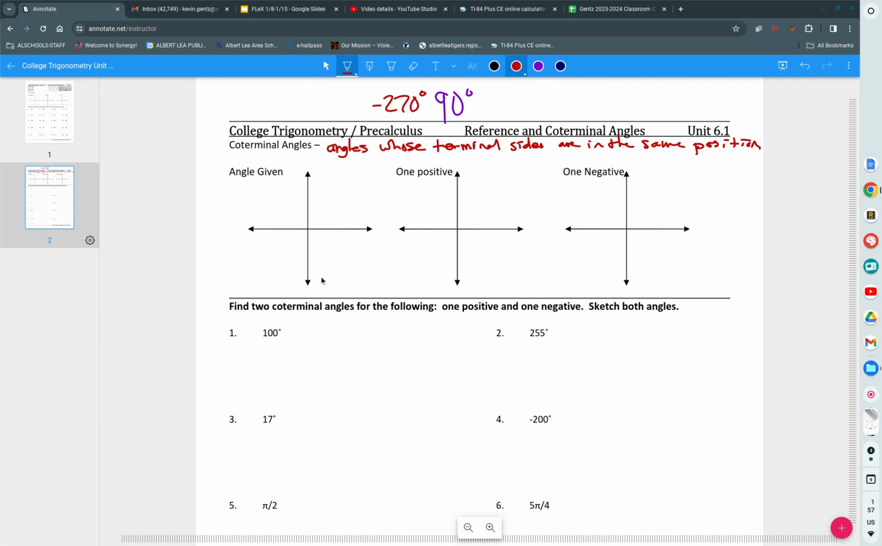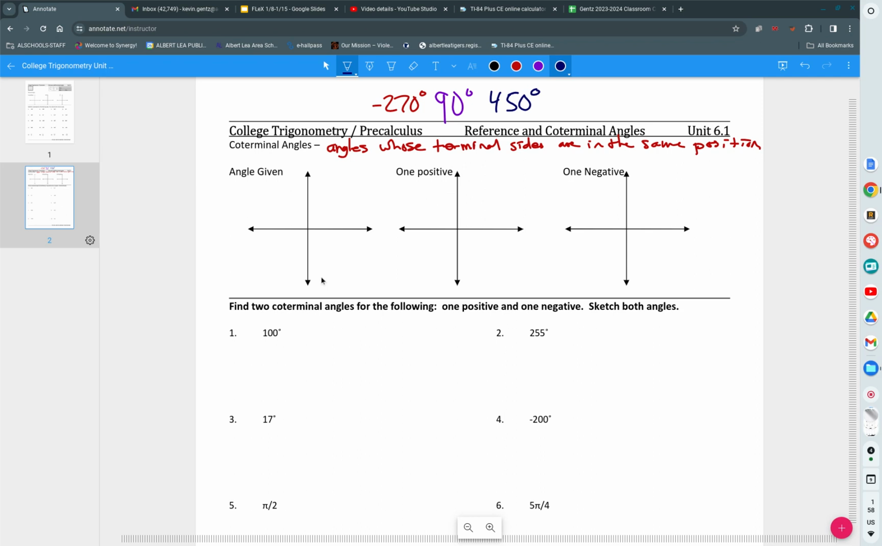450, good. So let's think about what Brecken and Axel and Nevaeh were thinking about. It looks like for the 90, you went back 360 units, right? And for the 450, you went forward 360 units, right? If we want to find another one, you could just continue to add 360 onto that, couldn't you?